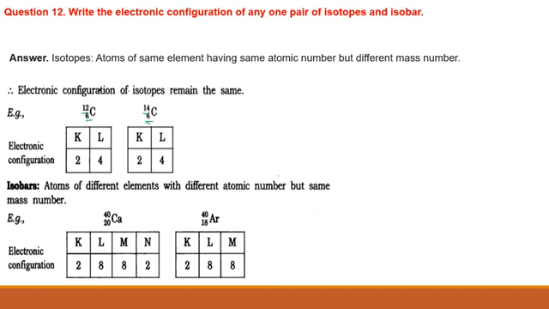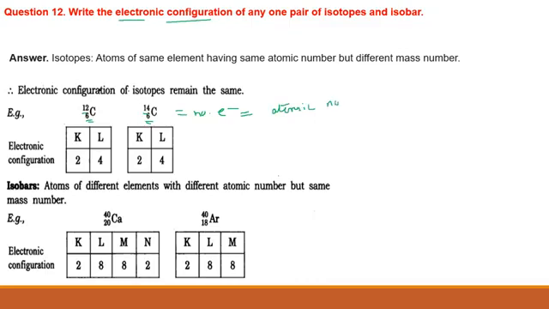Atomic number is 6, which is the same, right? And we have to do the electronic configuration. Let's do the electronic configuration. Because we know that electronic configuration is based on the number of electrons, right? And the number of electrons or number of protons is nothing but the atomic number. So the electronic configuration of both the isotopes of carbon will be the same, right?